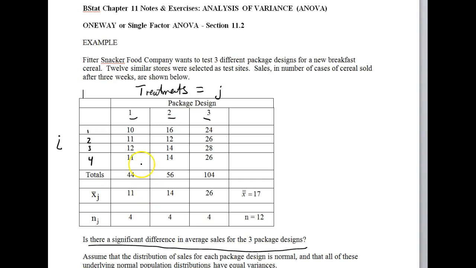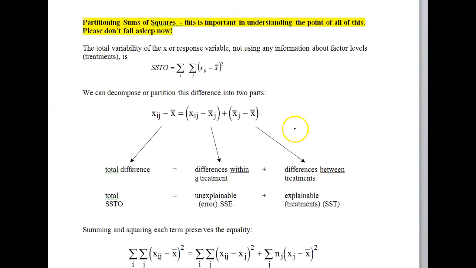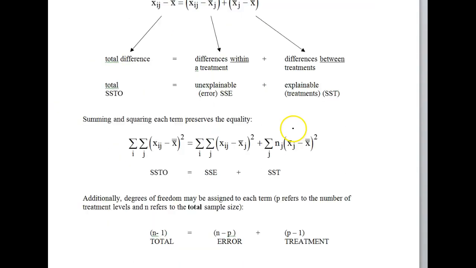Okay, and then the double summation is that not only do we do that for this treatment, we do it for this treatment, and we do it for this treatment. So this is coming up with our SSE. This is our sum of squares error. This is within treatments. Okay, not across treatments or between treatments.